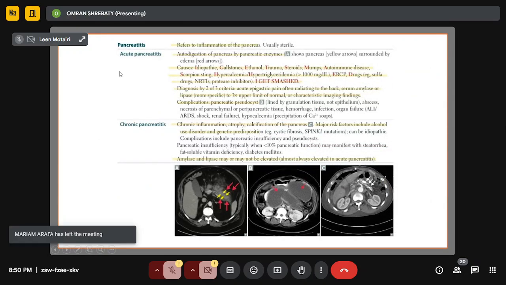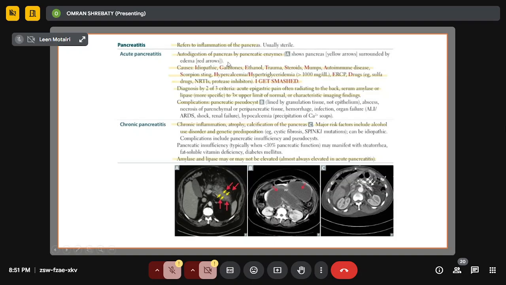This picture, this slide, we could say it's a summary of everything we should know regarding the acute and the chronic pancreatitis. So again, for the acute pancreatitis, we said there is an auto-digestion of the pancreas by the pancreatic enzymes themselves. Why? Because they should be in inactive form in the pancreas. If they are converted to the active form, it's going to start auto-digestion. It's literally going to eat the pancreas tissue.